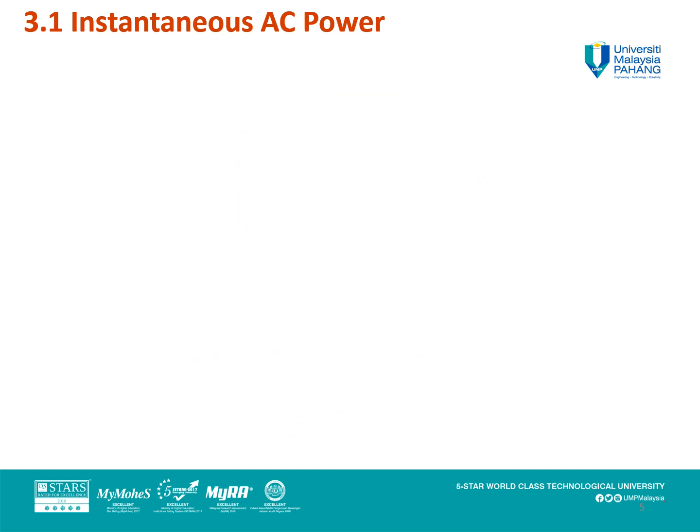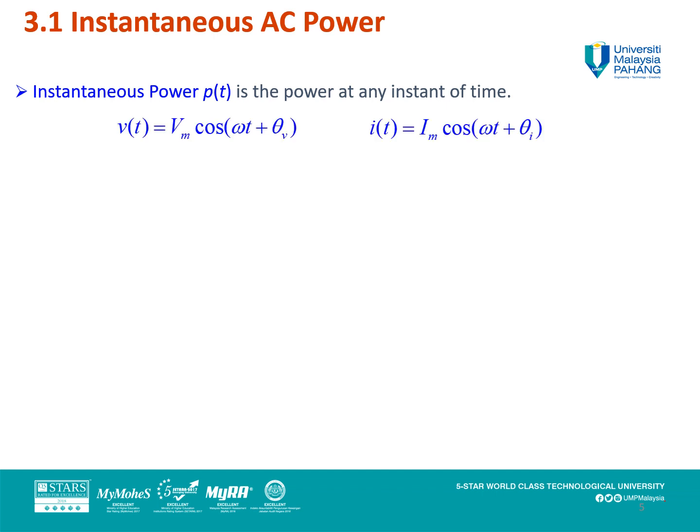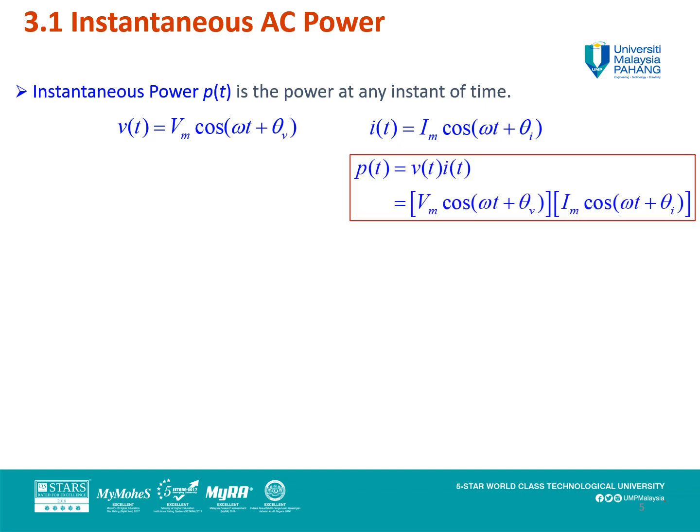Okay students, what is instantaneous AC power? Instantaneous AC power is the power at any instant of time. In this slide, I will show you how to get the instantaneous power equation. So you have the v and i equations. You just put back p(t) equals v multiplied by i, just put back the equations of v and i here. So you get this equation.